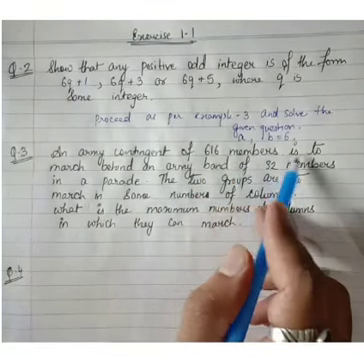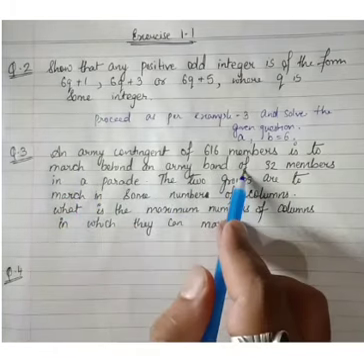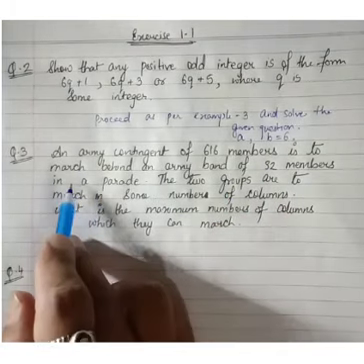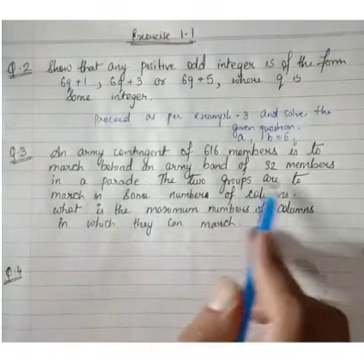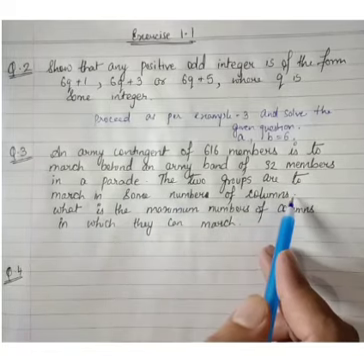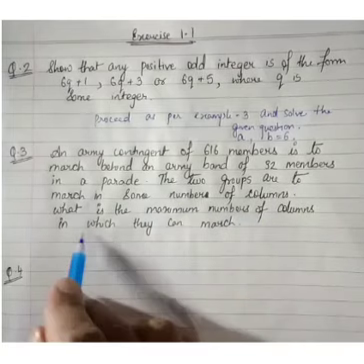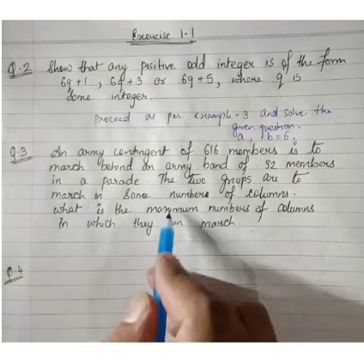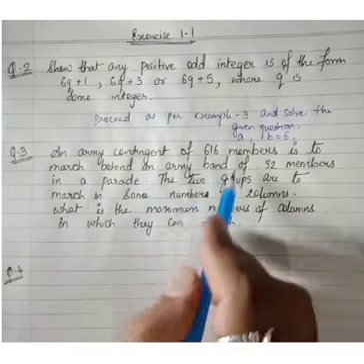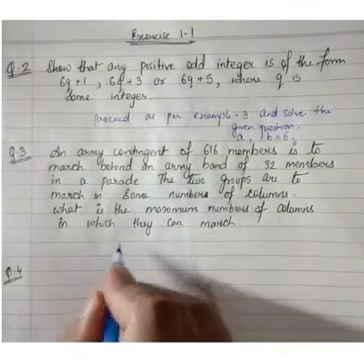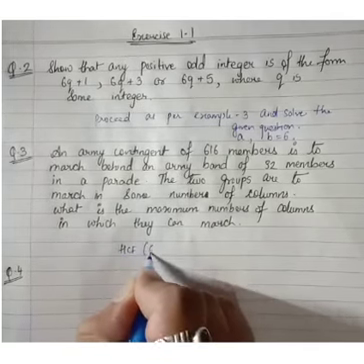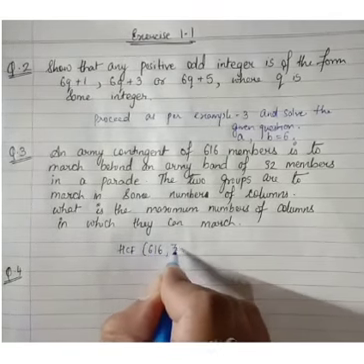Next, an army contingent of 616 members is to march behind an army band of 32 members. In a parade, the two groups are to march in the same number of columns. What is the maximum number of columns in which they can march? Maximum number of columns means we can find the HCF, right? So you have to find the HCF of 616 and 32.